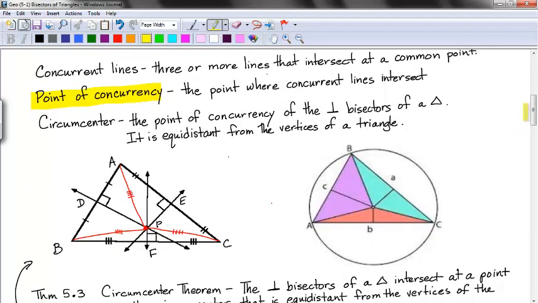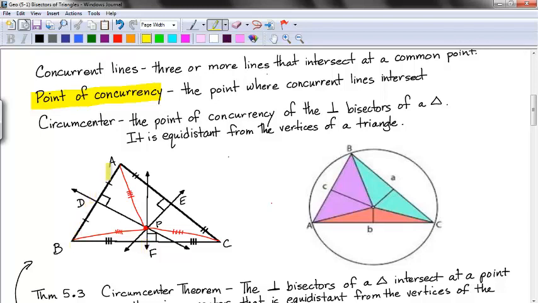The first one that we're going to talk about is the circumcenter. It's the point of concurrency of the perpendicular bisectors, and it's equidistant from the vertices of the triangle. So first, on this drawing, I want you to look at the perpendicular bisectors. If you look at BC, this line where it shows the right angle, that's the perpendicular bisector of BC, and the midpoint's F.